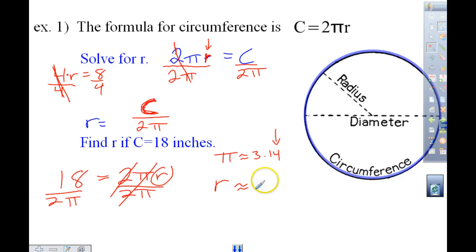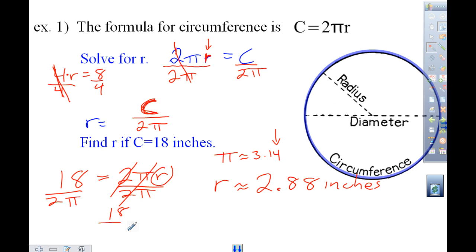So, what is it? 2.88. Okay. 2.88 inches, right? Yeah, there you go. That's what you should be getting. Now, if you got something that's way too big or way off from this, maybe you used your calculator wrong.